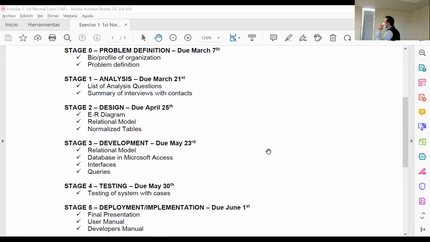So for stage zero, you're gonna have to do a little bit of analysis for the problem definition, but in stage one, I want you to go deeper in the analysis. So remember that for the COVID registration, there were a series of questions that we defined. Well, you're gonna do the same thing here. You're gonna define or identify a series of questions. What do I need to know?